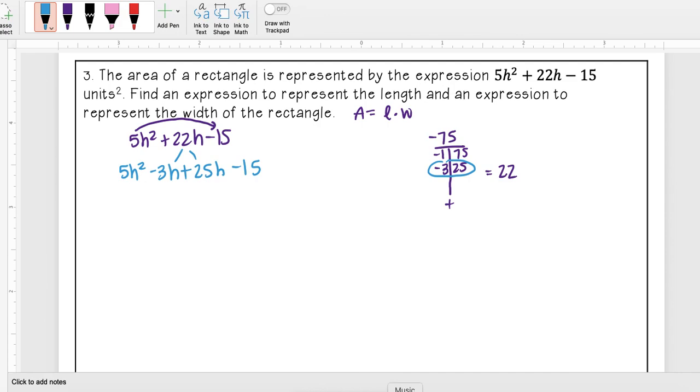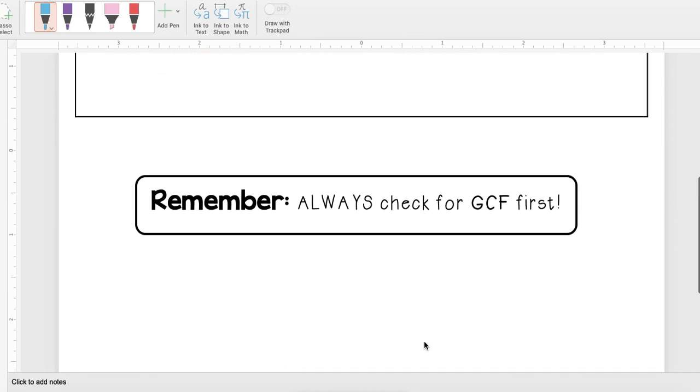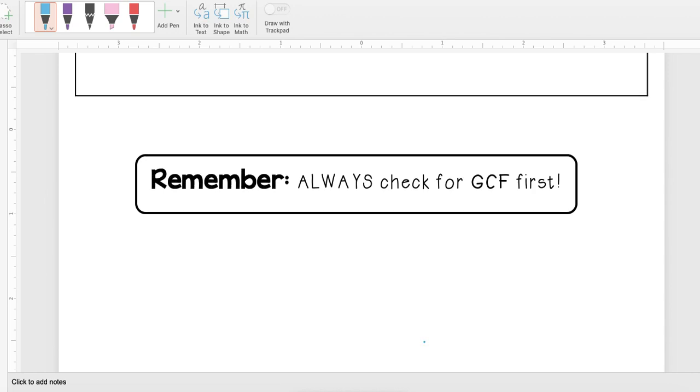So go ahead and pause the video. I want you to finish this out. So the answer you should have gotten was h plus 5 times 5h minus 3. So the main thing from this factoring review is to remember always check for the GCF first. It's usually going to make your life easier if you get that GCF factored out first.